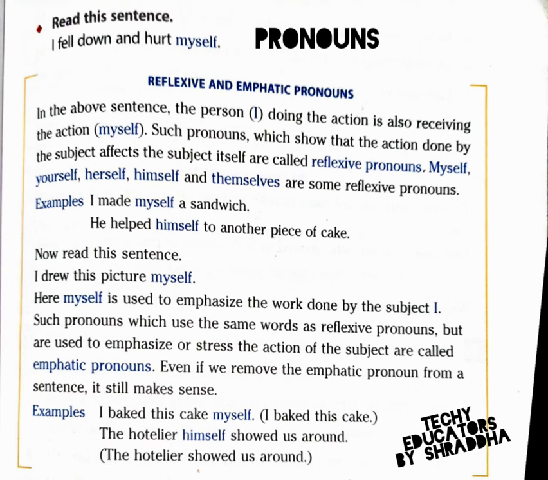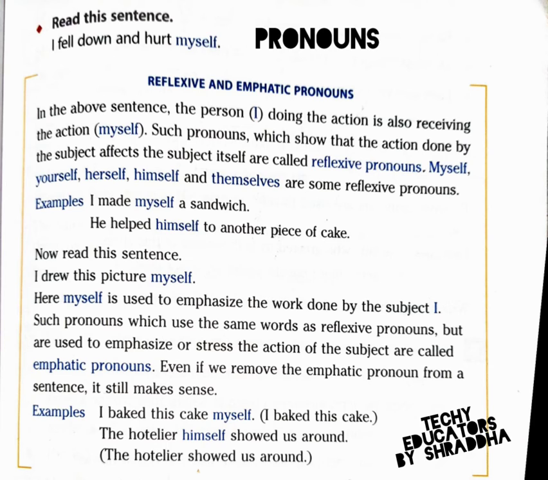For example, I baked this cake myself. If we remove myself, it will be: I baked this cake. The hotelier himself showed us around. In this sentence, if we remove himself, then also there will be no difference in the sentence.